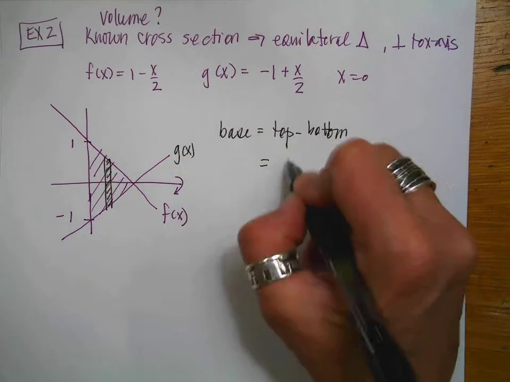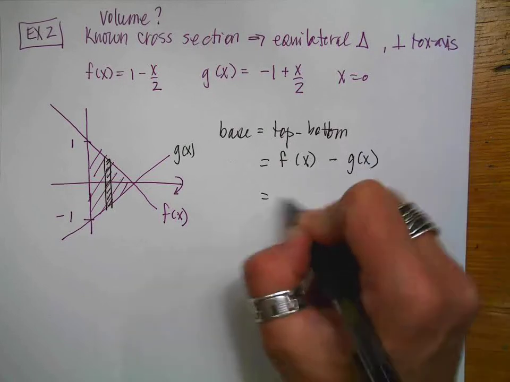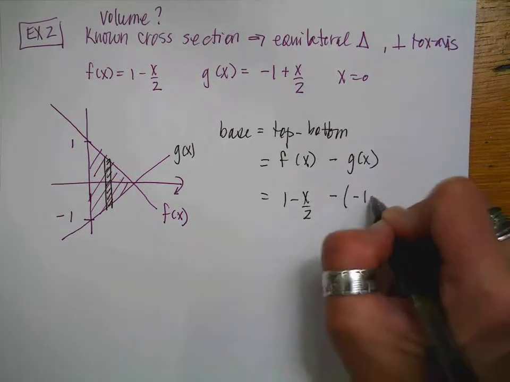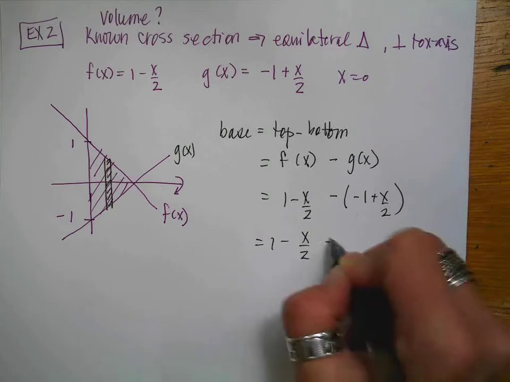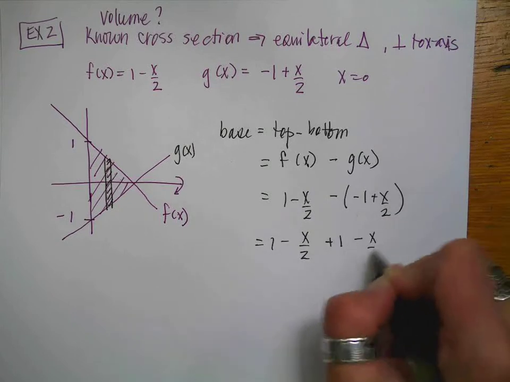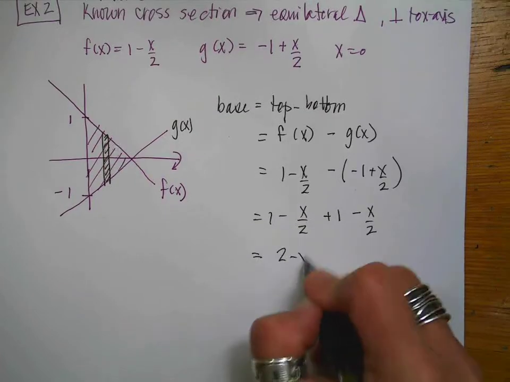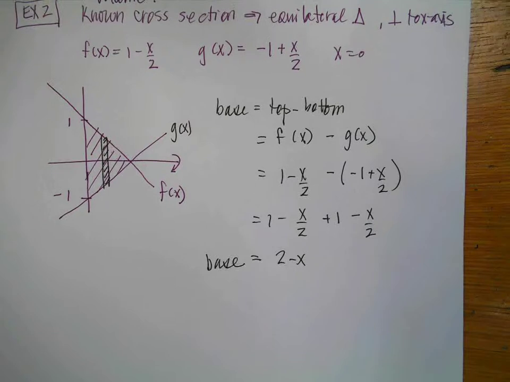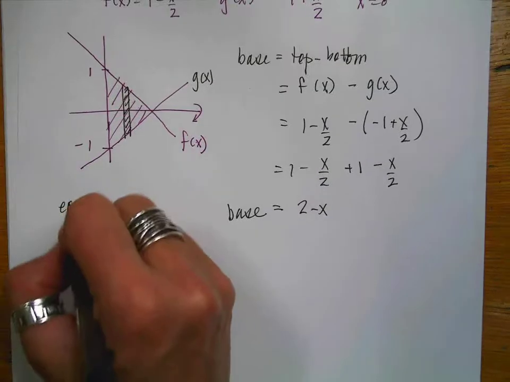So the top is, and I guess I should be consistent, f of x minus g of x. So I'm going to write 1 minus x over 2 minus a negative 1 plus x over 2. So this is 1 minus x over 2 plus 1 minus x over 2. And if I simplify that equation, I get 2 minus x, and I'm going to write that that's my base. So I'm going to use that cool formula that I talked about.